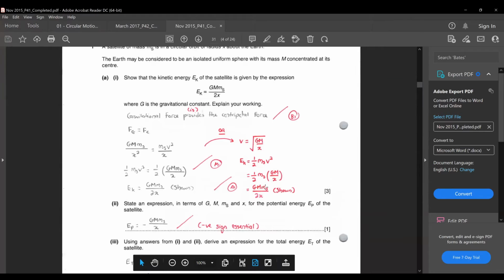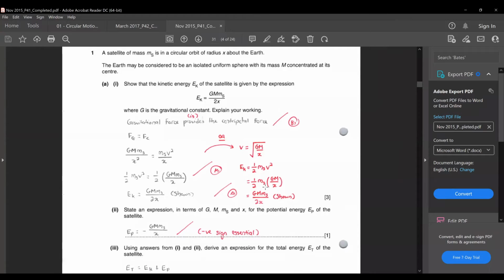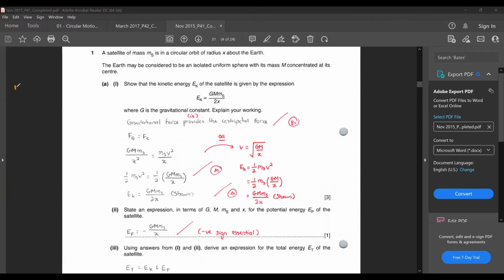Okay, right. So if you look at page 5, this one should be quite straightforward. Now you have a satellite of mass ms that is in circular orbit of radius x about the Earth. The Earth may be considered to be an isolated uniform sphere with its mass M concentrated at its center. Show that the kinetic energy EK of the satellite is given by this expression, where G is the gravitational constant, and then explain your working.